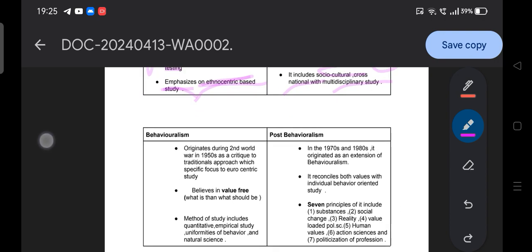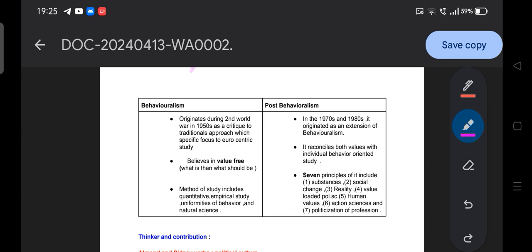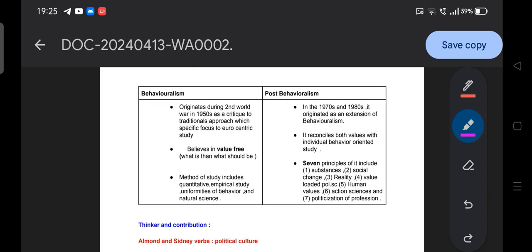Okay, if that is clear, then we will move to behavioralism and post behavioralism, which are going to be very, very important. Let's see the first one, behavioralism.